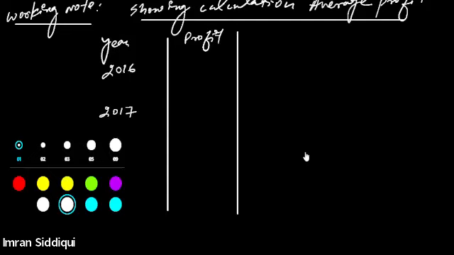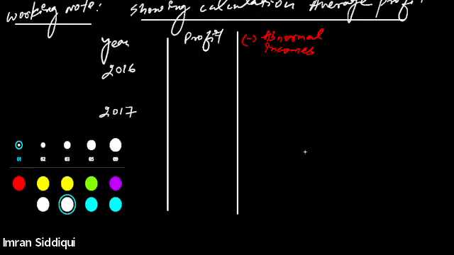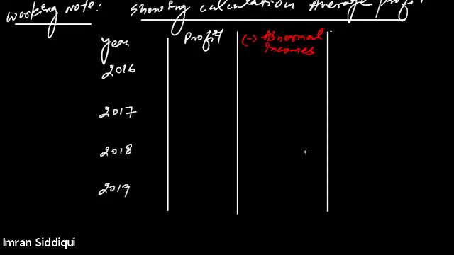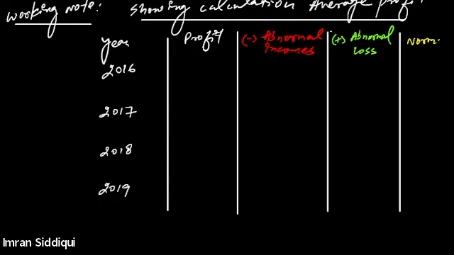Whatever the profit given, we will be subtracting abnormal incomes. Abnormal income will be subtracted, yes or no? Yes. And we need to add abnormal losses. Right. And by doing this, we will be able to determine the value of the normal profit. Is that right?